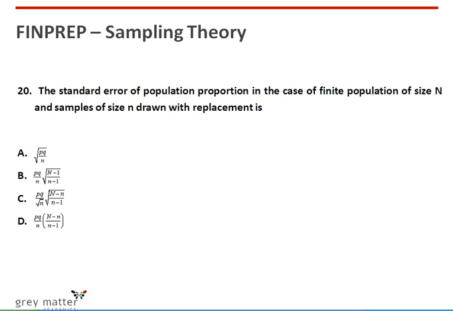20th question: the standard error of population proportion in the case of a finite population of size N and samples of size small n drawn with replacement. As per the formula, the standard error is equal to the square root of P into Q by small n. This is the formula that is derived. So going through the PowerPoint presentation, it is the A option, which says square root of PQ by n.